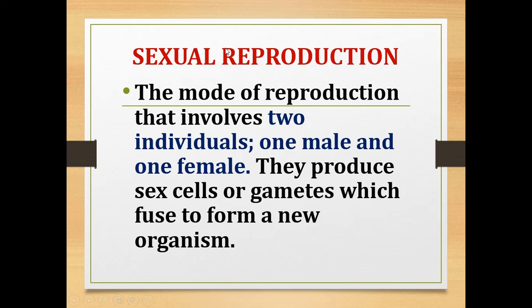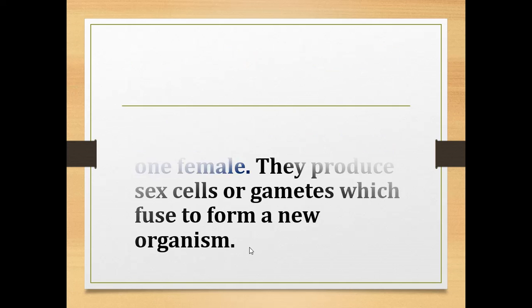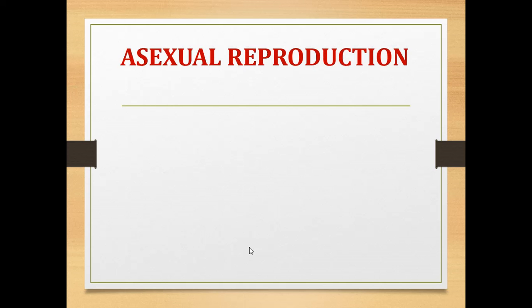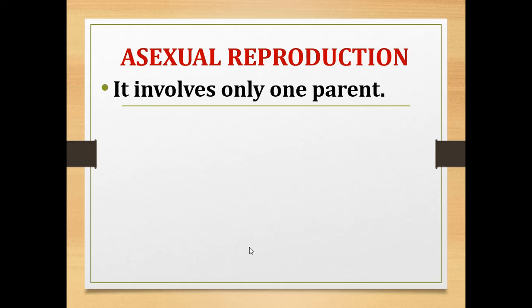Understood, children? Sexual reproduction is the mode of reproduction which involves two individuals, one male and one female, and they will produce sex cells or gametes which fuse, which join to form a new organism. Understood, children? Now, what is meant by asexual reproduction?